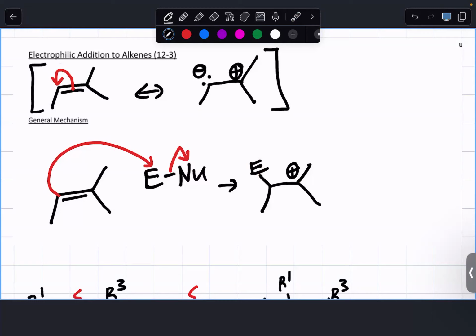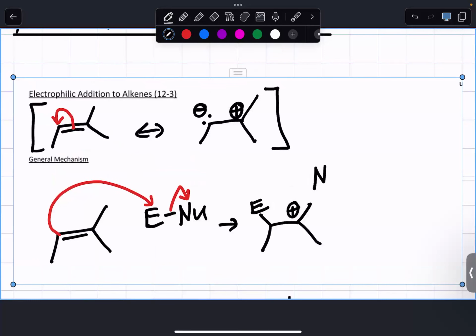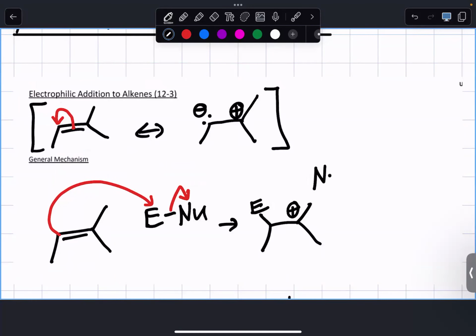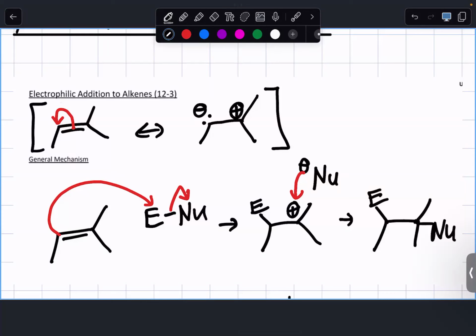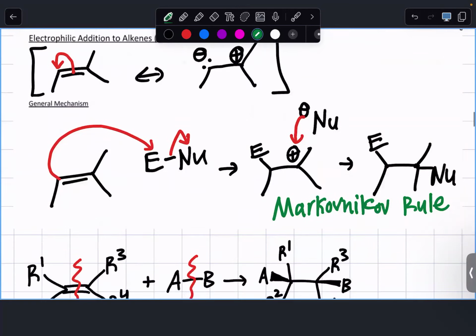This nucleophile here gets kicked off as the electrophile is attacked. And the nucleophile gets kicked off as a nucleophile minus, where that nucleophile is just going to attack that carbocation right there. Okay. And this right here is the Markovnikov rule.